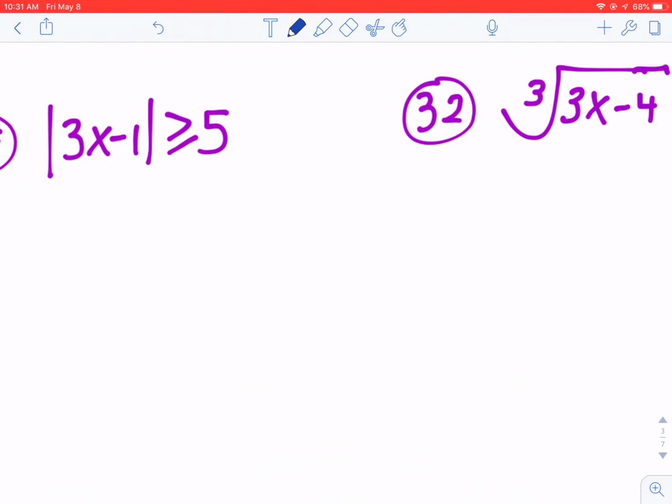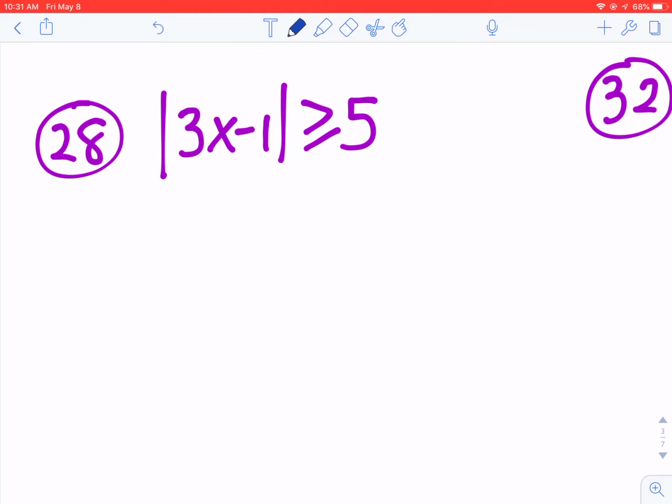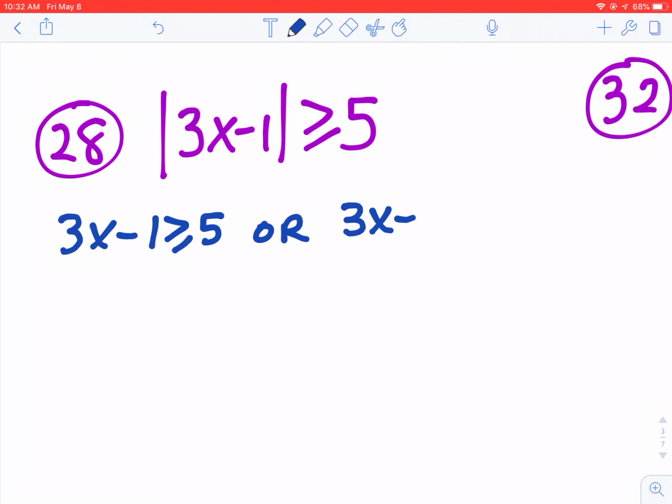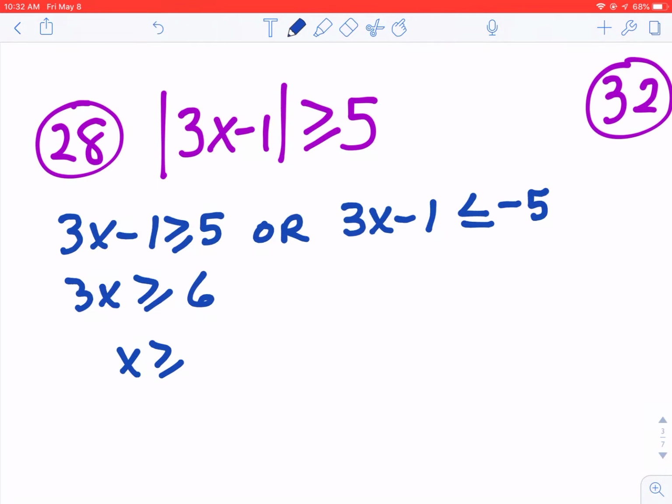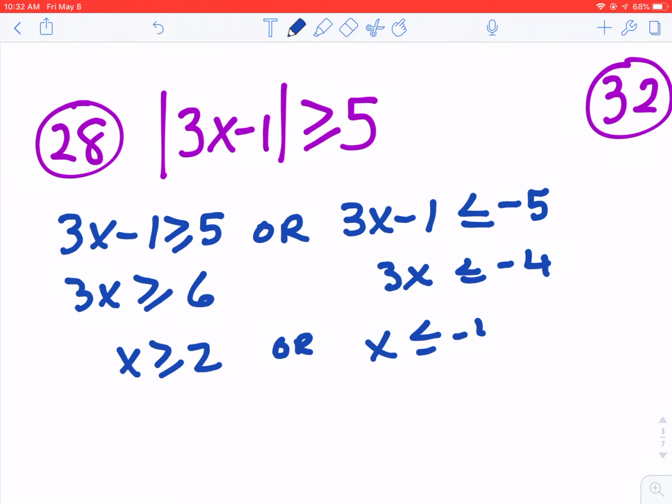Alright, now we have this with the inequality. Remember, greater than is or, less than is and. Greater than is or. So I say 3x minus 1 is greater than or equal to 5, or 3x minus 1 is less than or equal to negative 5. Remember, switch the inequality sign. And then I solve. So 3x is greater than or equal to 4. No, 6. Who's doing math this morning? X is greater than or equal to 2, or add 1. 3x is less than or equal to, add 1. You get negative 4. So x is less than or equal to negative 4.